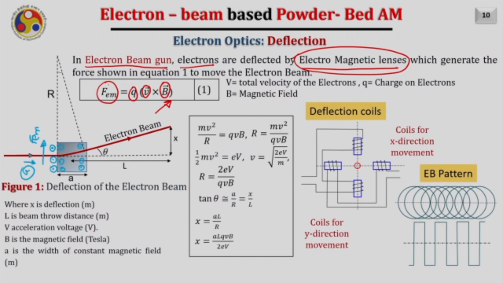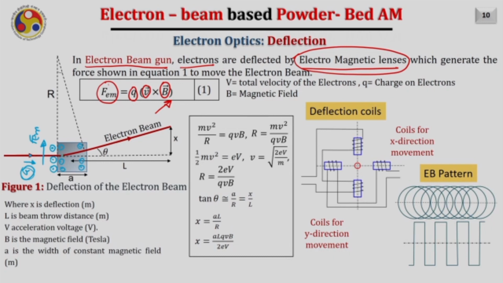Let me write it as electromagnetic force. Now as this force is acting and the particle is moving with a velocity v, the path of the electron will be circular. So why will it be circular? Let me explain it to you.